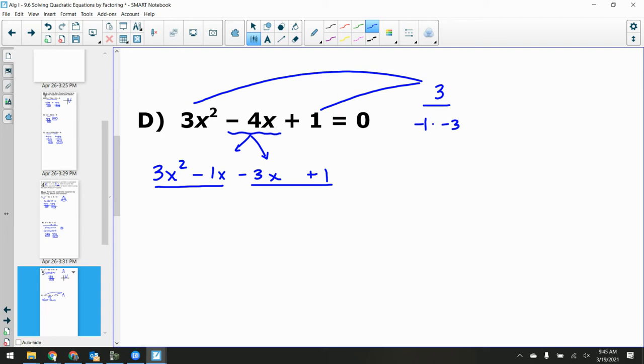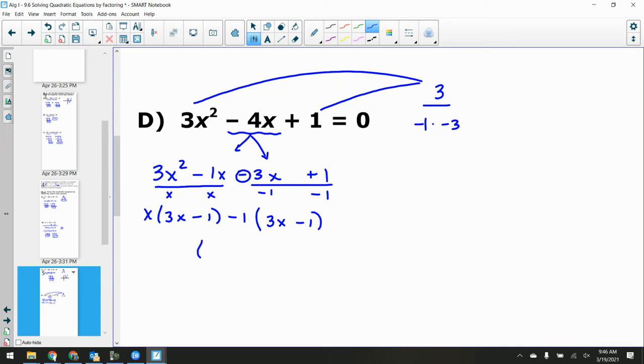What's my GCF of my first 2 terms? Just an x, right? A 1x if you wanted to. So we factor it out, leaving a 3x minus 1. Now, what do I pull out of my second set? Negative 1. It leads with a negative. Be careful. So we divide out the negative 1 and we get a positive 3x minus 1, right? Negative divided by negative with the 3 got us a positive 3x. Positive 1 divided by negative 1 got us a negative 1.